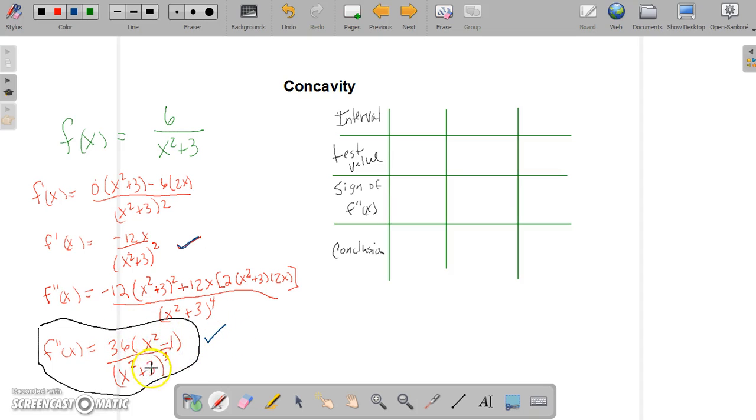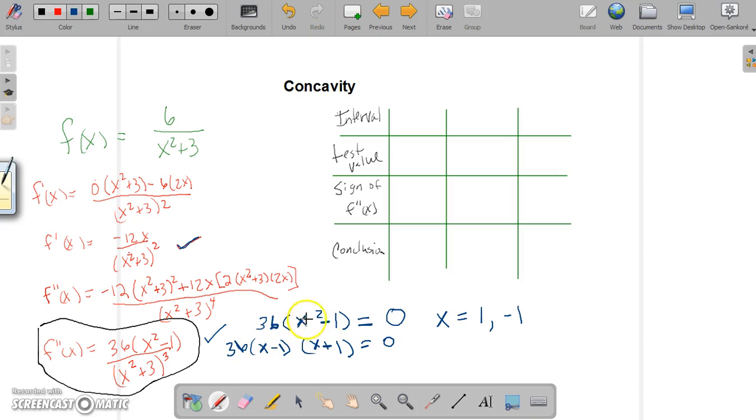Okay, so we're going to have to find the points of inflection. The points of inflection are going to happen when the second derivative equals 0. That's one situation. So we have to set the numerator equal to 0. Sorry, this isn't working very well. Okay, so I set the numerator equal to 0 and factored this. So x can either be 1 or negative 1.